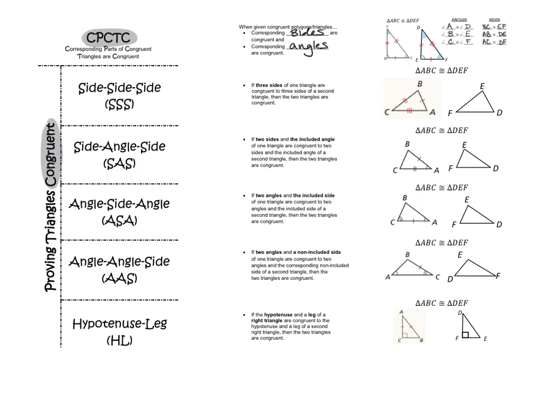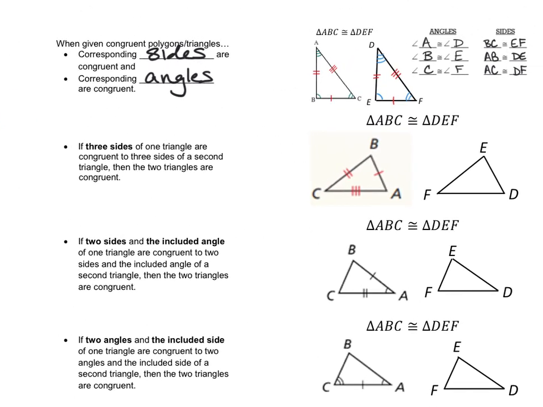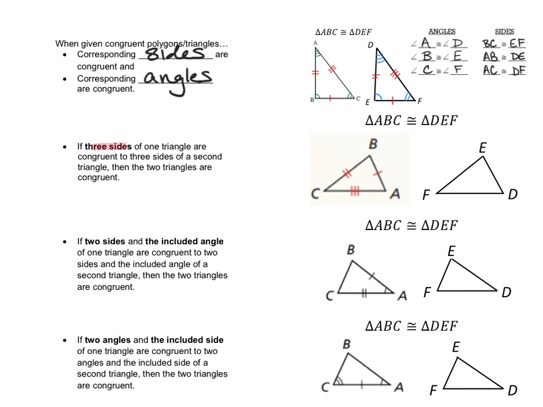So in a side, side, side triangle, we are saying that we have indicated by the picture, or perhaps in a word blurb, that three sides of one triangle are congruent to three sides of a second triangle, then the two triangles are congruent.